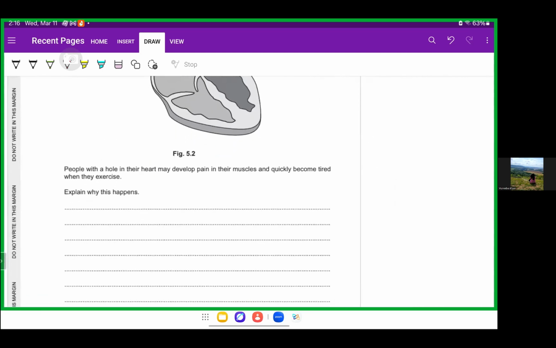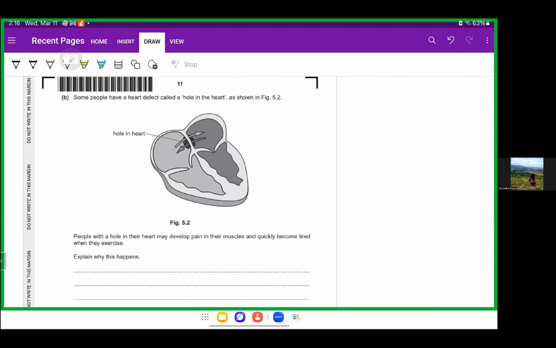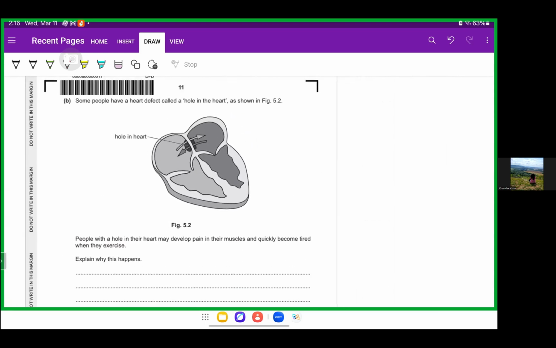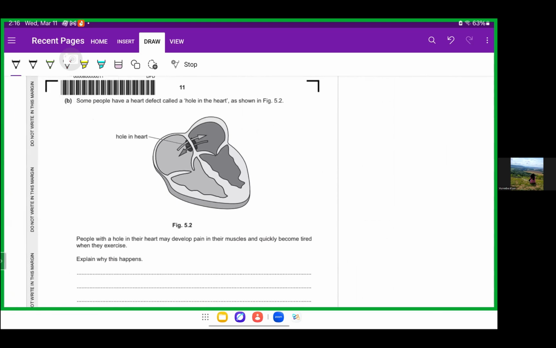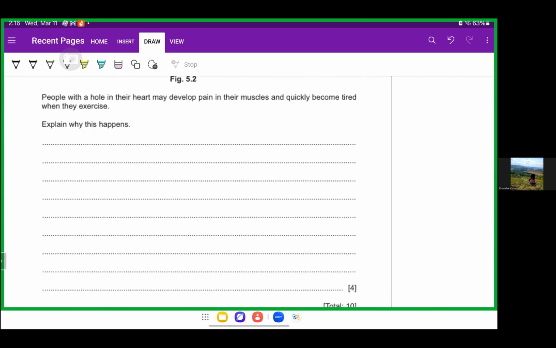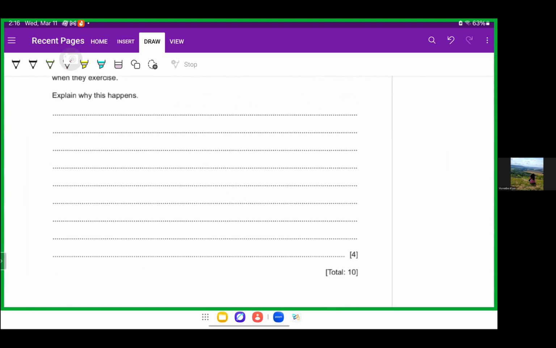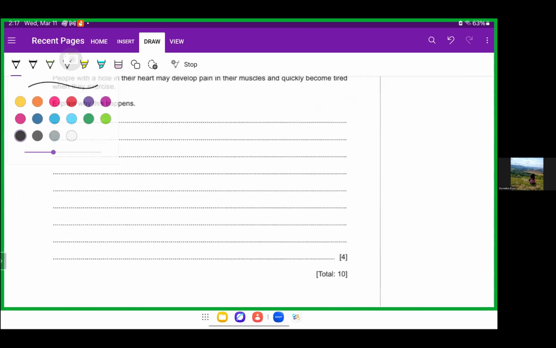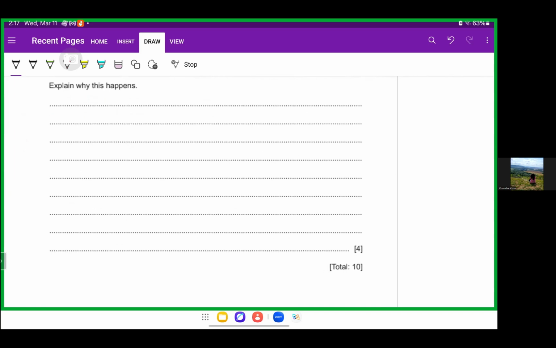Next question. People with a hole in their heart. Some people have a heart defect called a hole in the heart. People with a hole in their heart may develop pain in their muscles and quickly become tired when they exercise. Explain why this happens. So, you know that each of the chambers of the heart is separated from each other and there is no mixing of the blood. However, when there is a hole in the heart, what will happen? The oxygenated and the deoxygenated blood will mix.